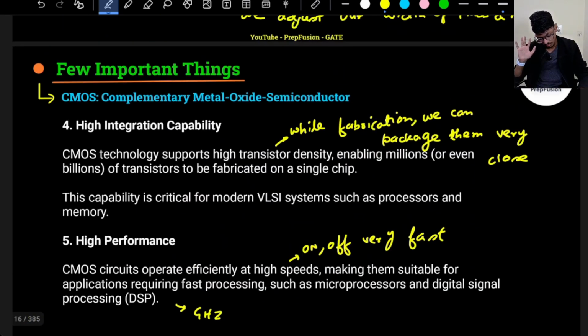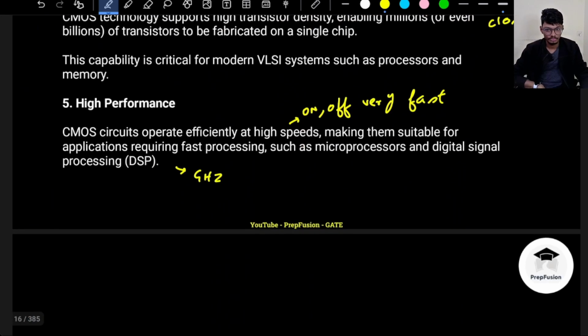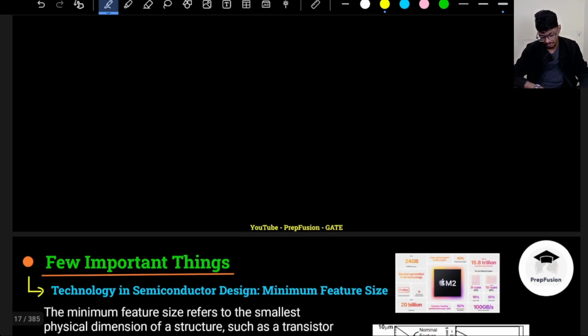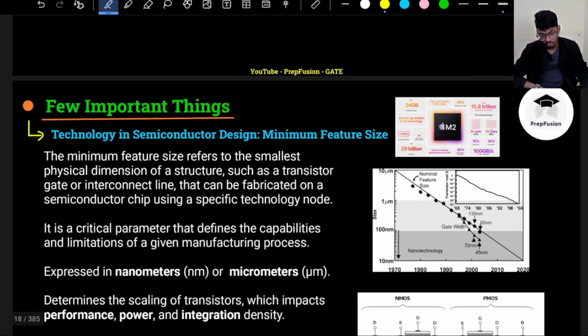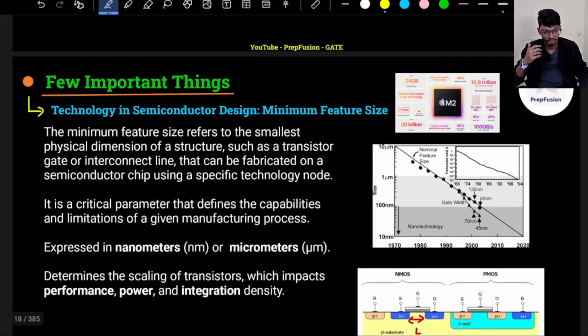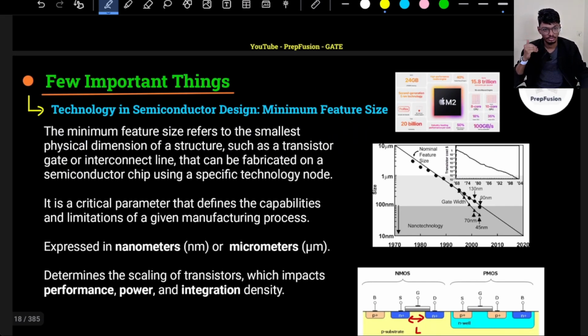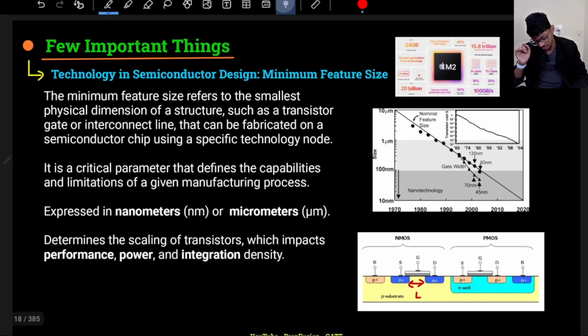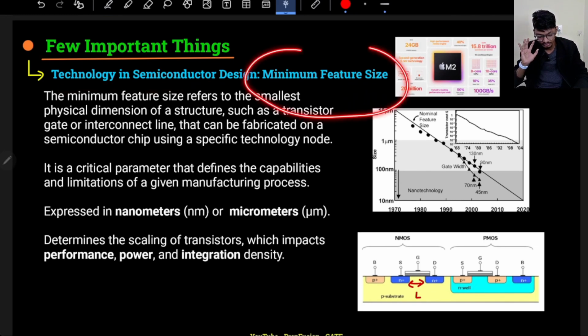Now let's discuss technology, a few important terms I want to discuss. First is technology. What does technology mean in semiconductor? It is basically the minimum feature size.